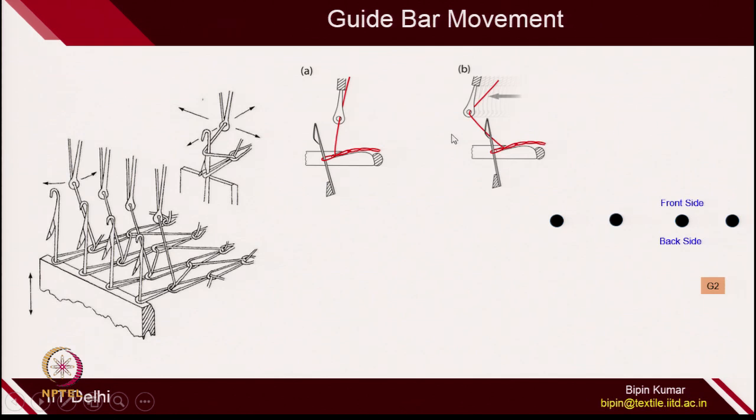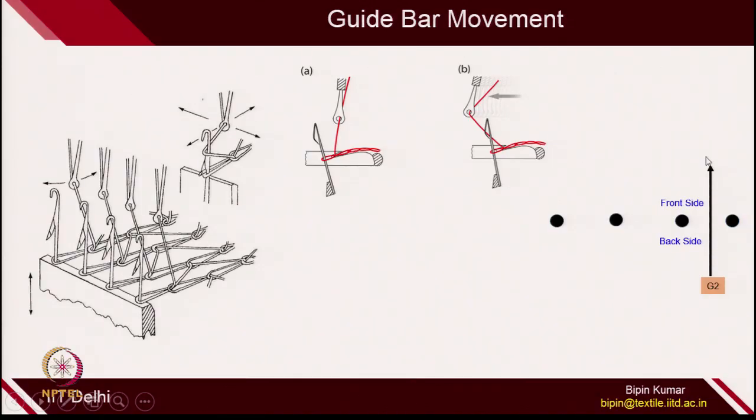So, the first thing the guide does is swing from the back side to the front side. The guide will move from the back side to the front side, and that is possible when there is a space between these needles through which the entire block of guides can swing. So, this is how the swinging was done.